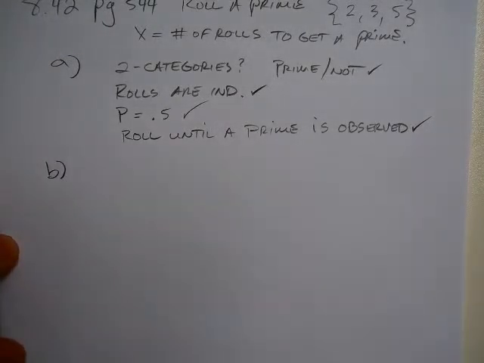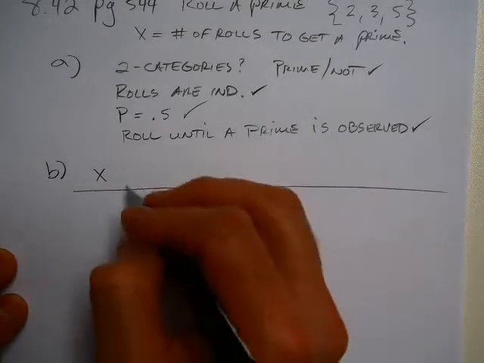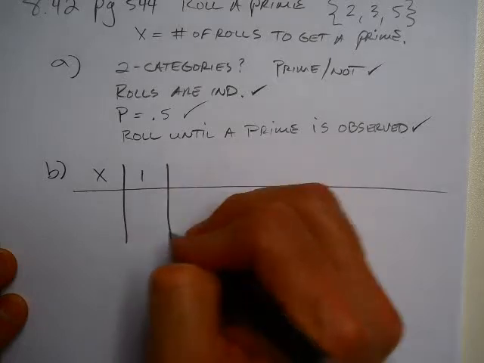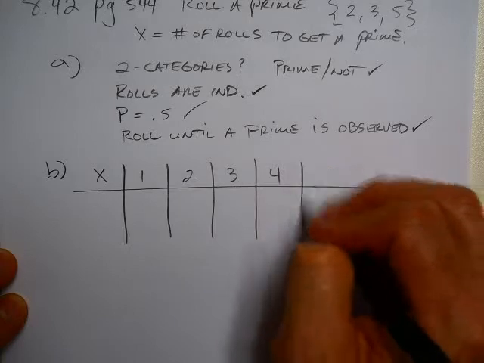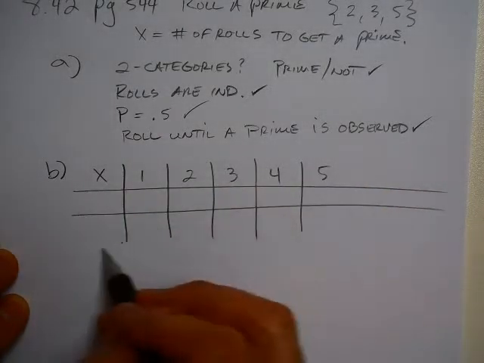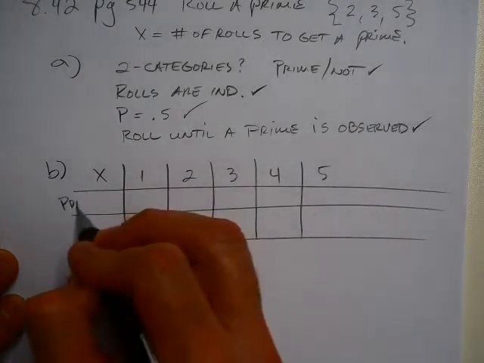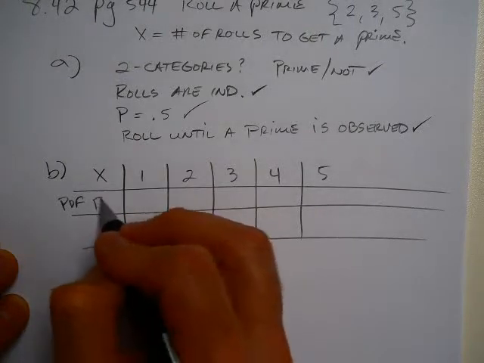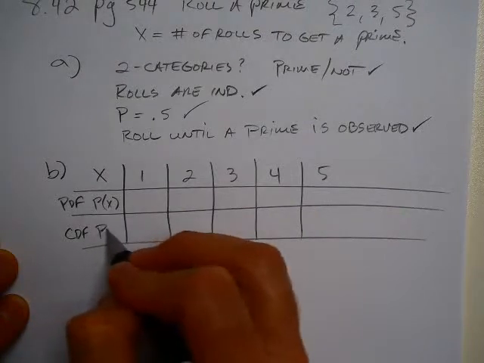Now B, with geometric, the probabilities go forever, essentially, but it wants us to figure out what's the probability that we get our prime on the first roll up to the fifth roll. Only wants us to go to 5. But we have to calculate it in this problem two ways. We're going to calculate it as a PDF, probability of x, and a CDF, probability of x.